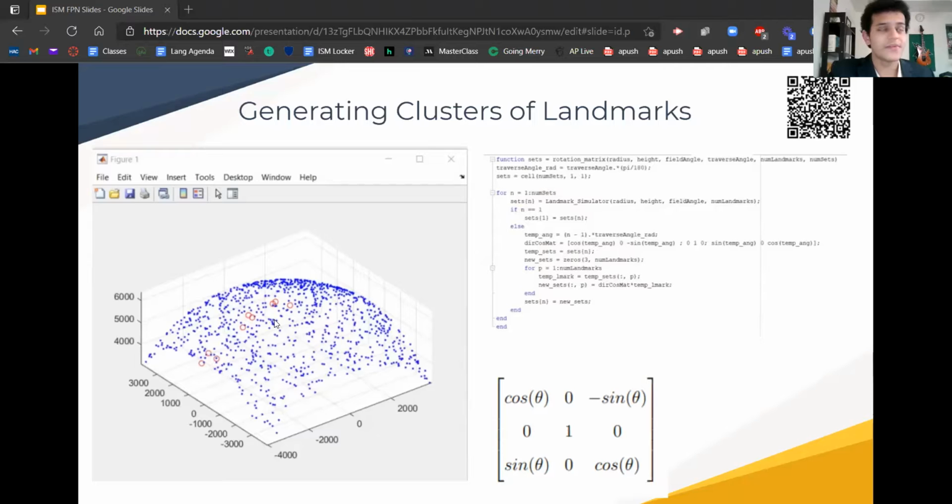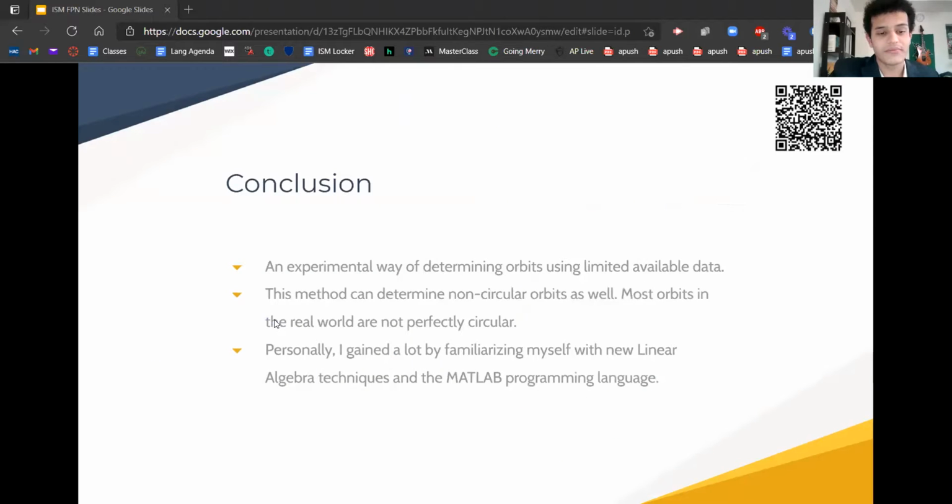Again, remembering in this case, our orbit is circular, but it also works for non-circular orbits. So this is the experimental way of determining orbits using limited available data. And this method can, like I said, determine non-circular orbits as well. In fact, most orbits in the real world are not perfectly circular. Personally, I gained a lot from this project by familiarizing myself with new linear algebra techniques and the MATLAB programming language, which I did not know before.